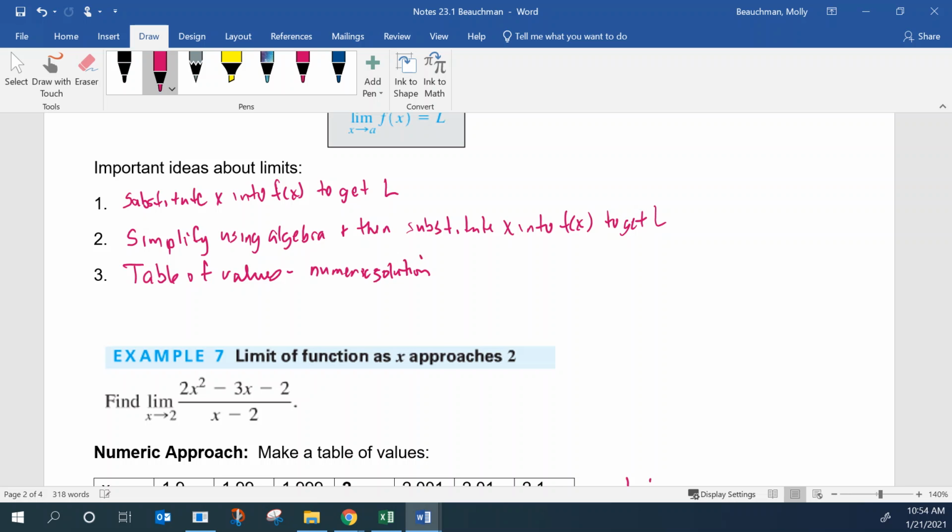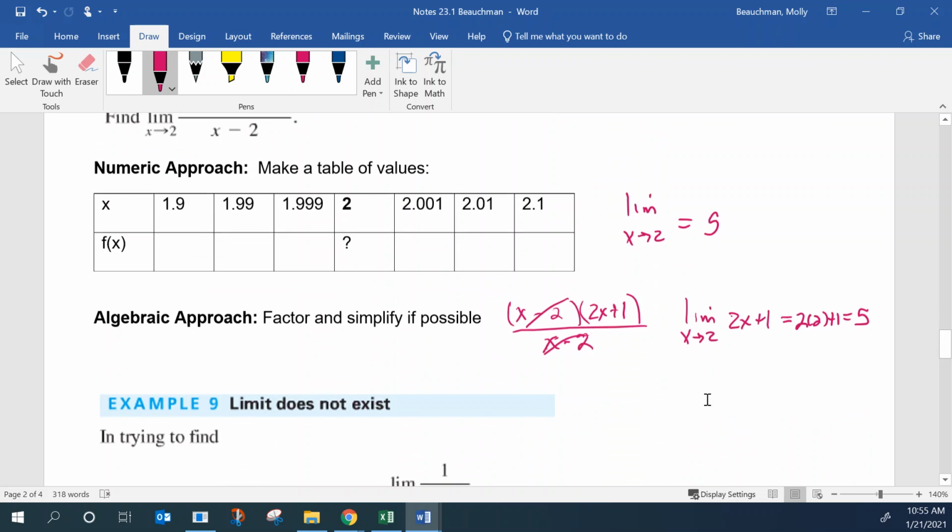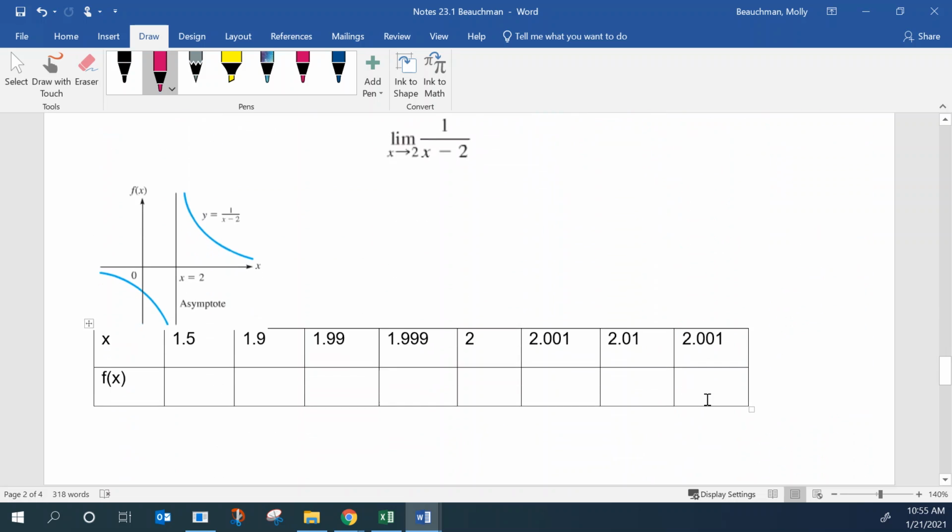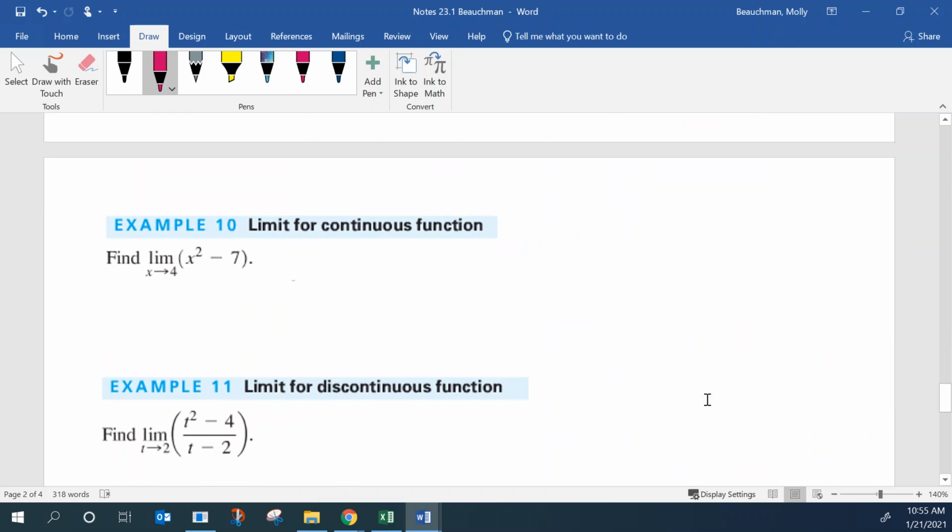So there are 3 important ideas about limits. To find a limit, check and see if you can substitute x into the function to get the limit. Simplify using algebra and then substitute to get the limit if you can't do that in one. If none of those work, use a table of values. Okay? So I'm going to take a look at example 10.